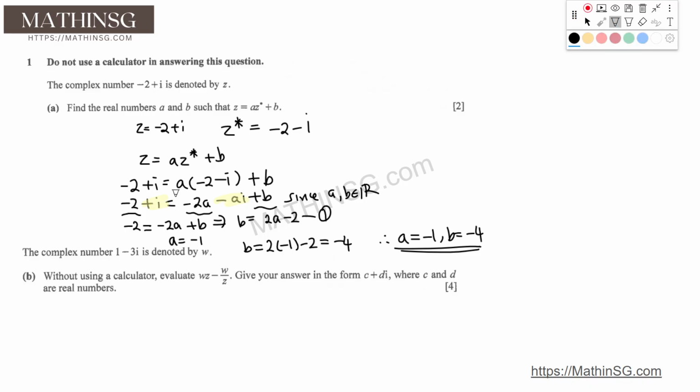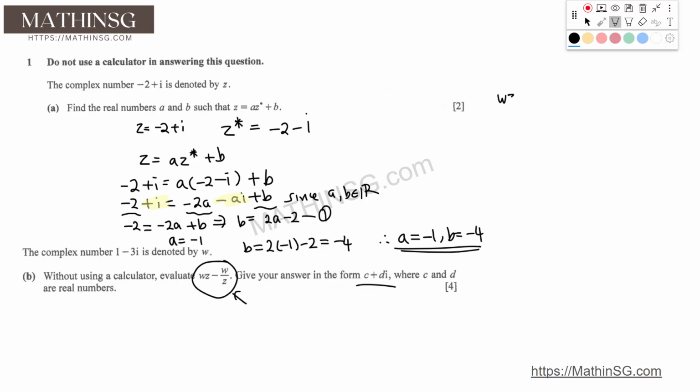Okay. Next, without using a calculator, evaluate this. Write your answer in the form c plus d i, where c and d are real numbers. Basically, this one can be done with your calculator. So what I want you to do is, every step that you are doing, check it with your GC to make sure that you are getting the correct answer.